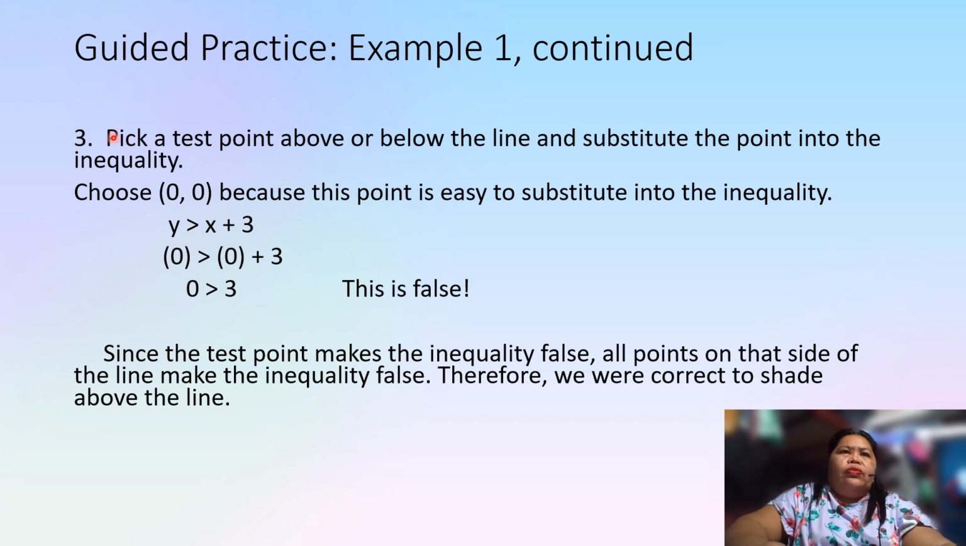Step 3, pick a test point above or below the line and substitute the point into the inequality. We choose 0 as x and 0 as y because this point is easy to substitute into the inequality. So therefore, 0 is greater than 0 plus 3. The final answer is 0 is greater than 3. So this is false. Since the test point makes the inequality false, all points on that side of the line make the inequality false. So therefore, we cannot correctly shade above the line.